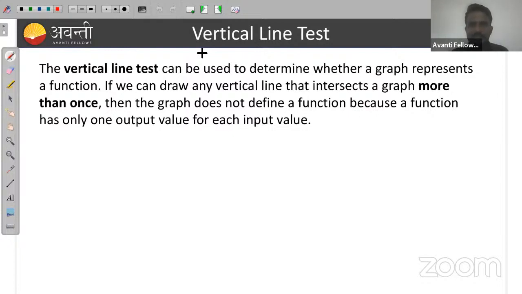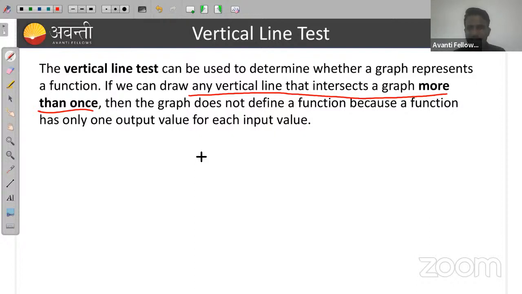If only the graph is given to you, how will you identify it? You have to draw vertical lines and check whether any vertical line intersects the graph more than once. If a line intersects the graph more than once, then the graph does not define a function. You got it, right? This is the simple thing.